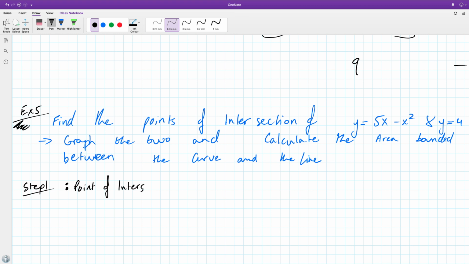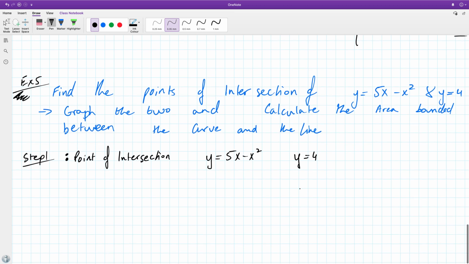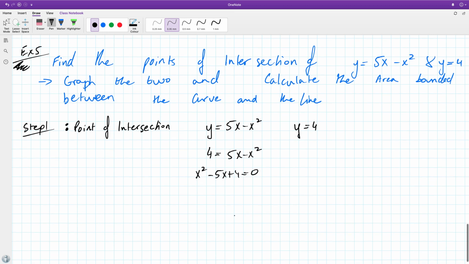And every time, it's all about visualizing it. So we draw a rough little sketch every time we do something, right? So, point of intersection, y is equal to 5x minus x squared, and y is equal to 4. To get the point of intersection, we need the two to be equal to each other. So y is equal to 4, that 4 is equal to 5x minus x squared. Therefore, x squared minus 5x plus 4 is equal to 0.